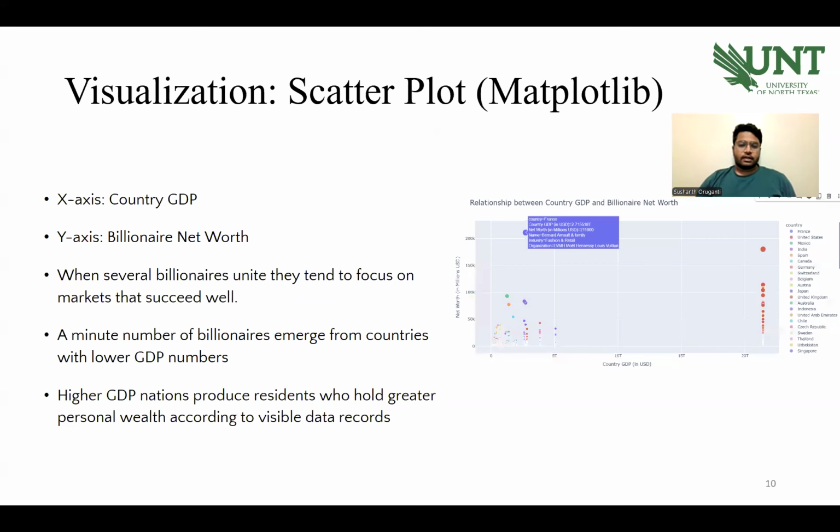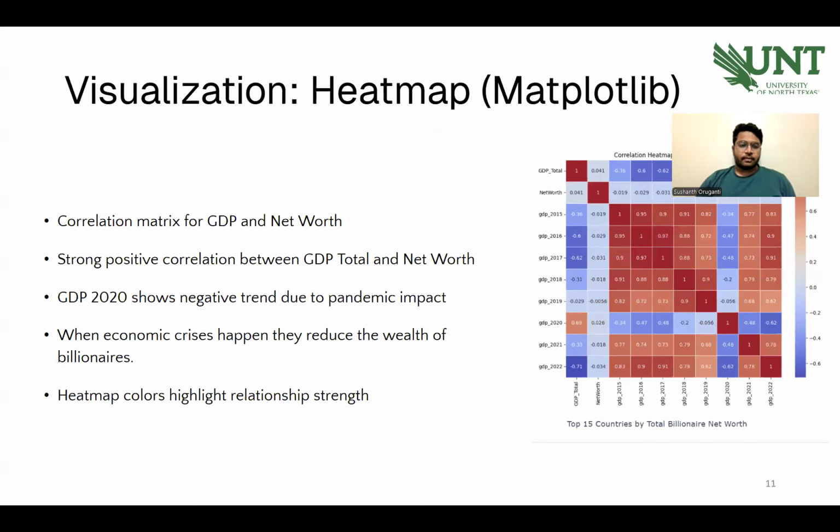Now, moving on, the scatter plot. Here, individual billionaires are plotted with GDP on the x axis and their net worth on the y axis. Clusters emerge naturally. For example, tech billionaires often cluster much higher on the y axis, even in mid-range GDP countries. The heat map we built reveals correlations year by year.